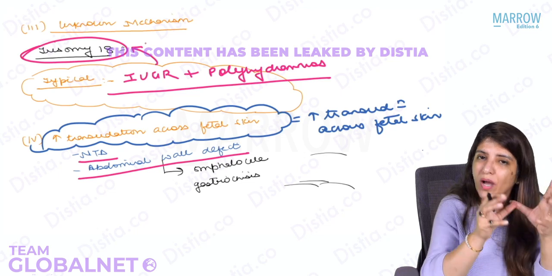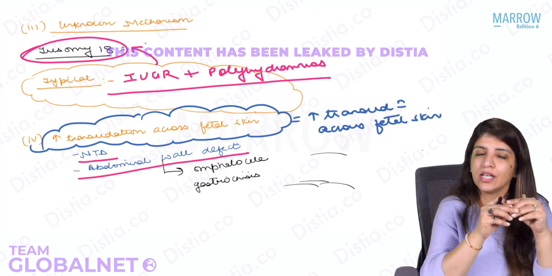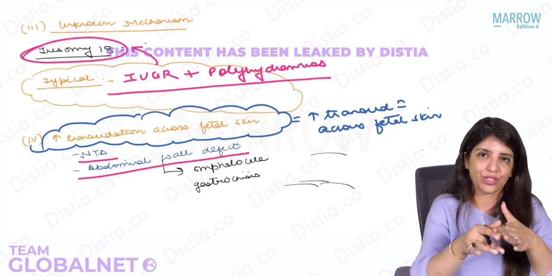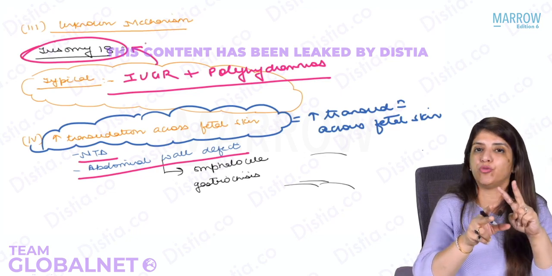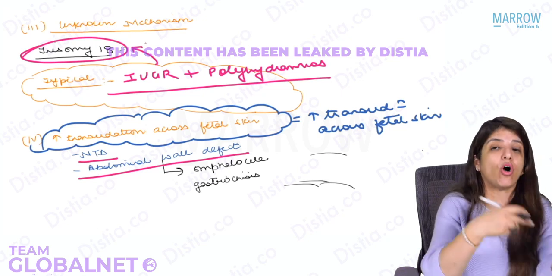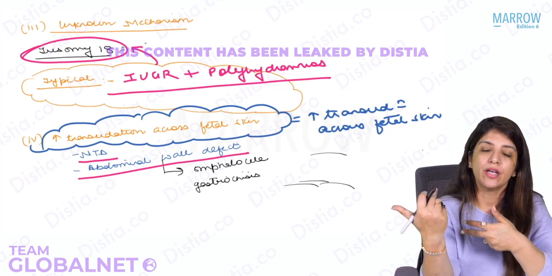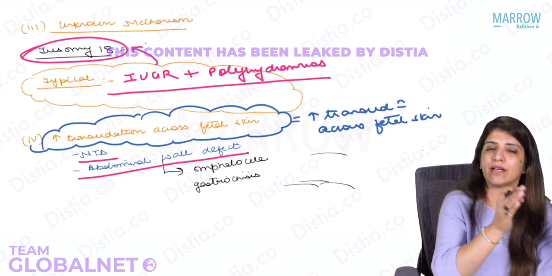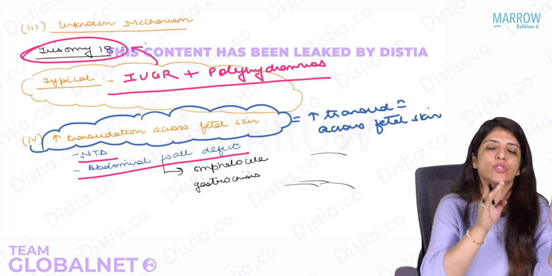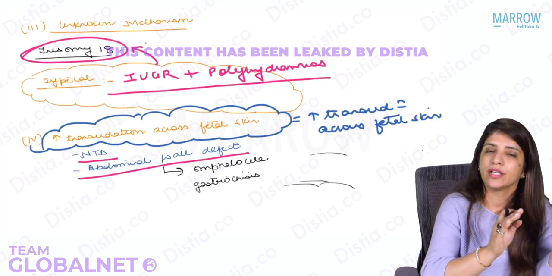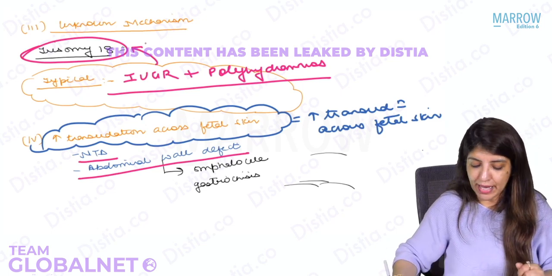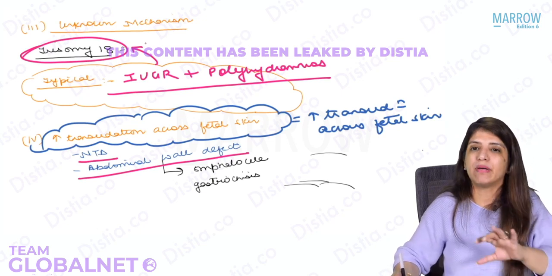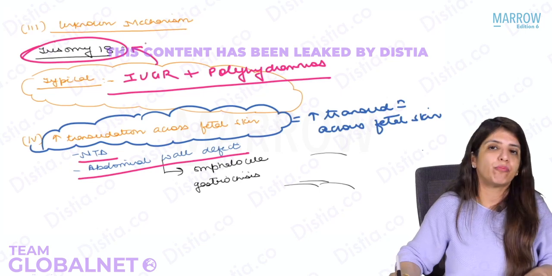Right? But this is one condition, trisomy 18, in which you are getting IUGR and polyhydramnios. So this combination is rare to find. Right? IUGR and oligohydramnios always you get. But if you are getting IUGR and polyhydramnios, that means it is a case of trisomy 18. Clear to all of you? But what is the mechanism? That is unknown. Right?